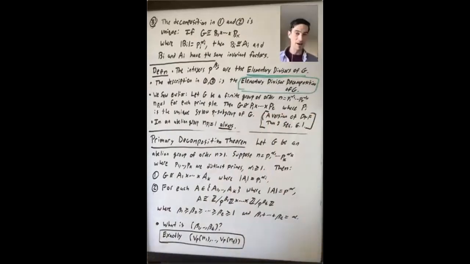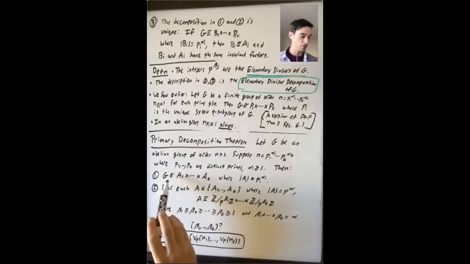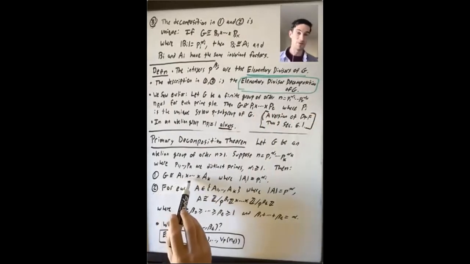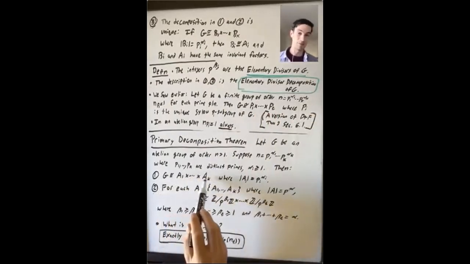And let me say something about where we are. So this first part is just saying G is a direct product of some group of order p1 to the α1, some group of order p2 to the α2, up to some group of order pk to the αk.